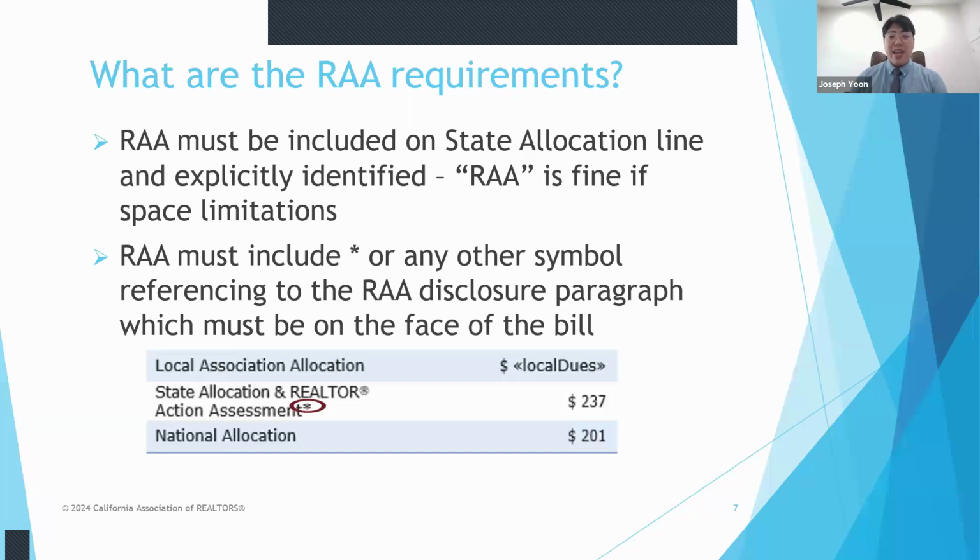I'm going to start with the RAA requirements. The RAA has to be on the state allocation line, explicitly identified as Realtor Action Assessment, or by its acronym if there's limited space. On the state allocation line, you need to have an asterisk or another symbol of your choice right next to RAA to reference the RAA disclosure paragraph.